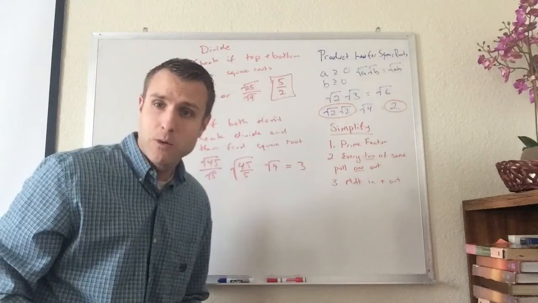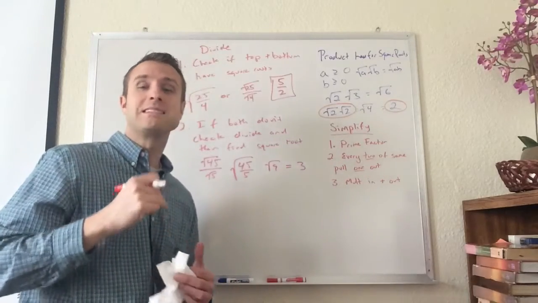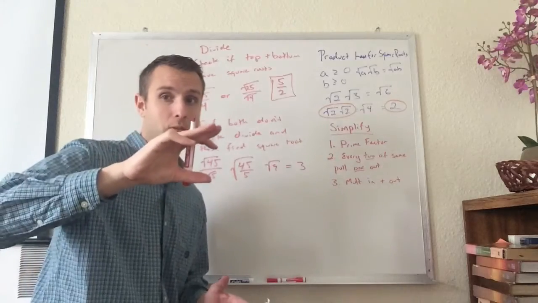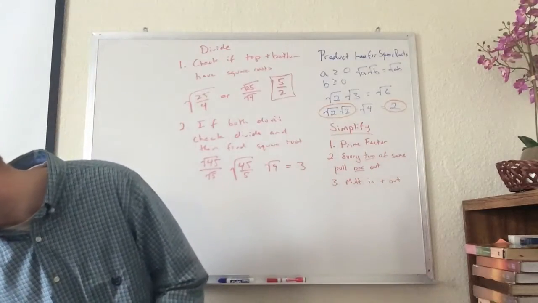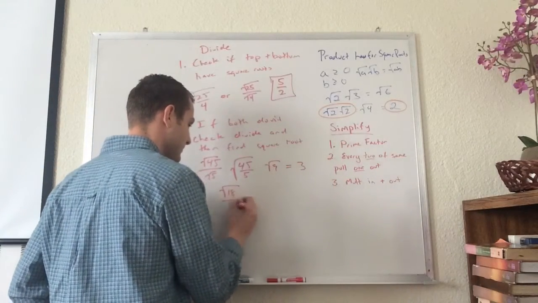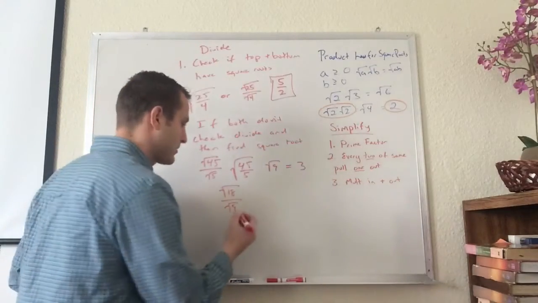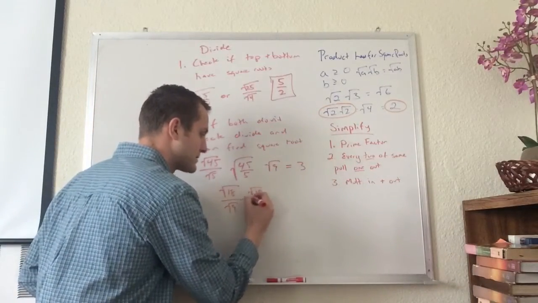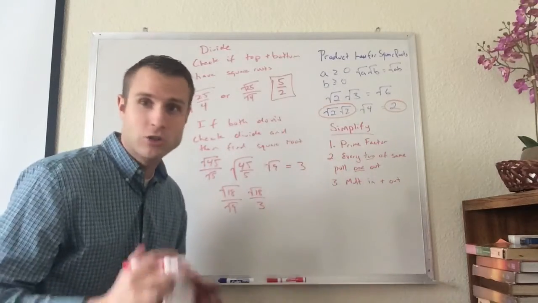Sometimes one of them will have a square root, but not both. If just one of them has a square root, divide. Don't find the square root of the one. Divide and then find the square root of the answer. So for example, if I have the square root of 18 over the square root of 9, so I know that the square root of 9 is 3. So you might want to do this. The square root of 18 over 3. Don't. That's wrong. Don't do that.